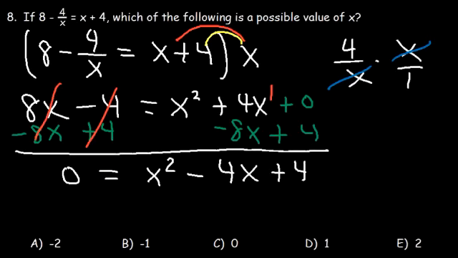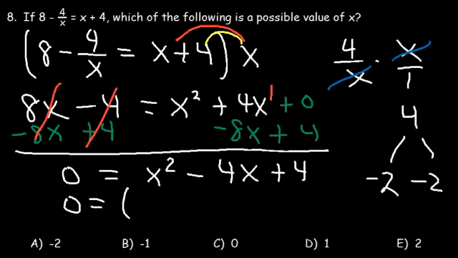So now, what we need to do is factor this expression. What two numbers multiply to positive 4 but add to negative 4? This is negative 2 and negative 2. Negative 2 times negative 2 is equal to positive 4, but negative 2 plus negative 2 is equal to negative 4. So, therefore, in its factored form, we have x minus 2 times x minus 2.